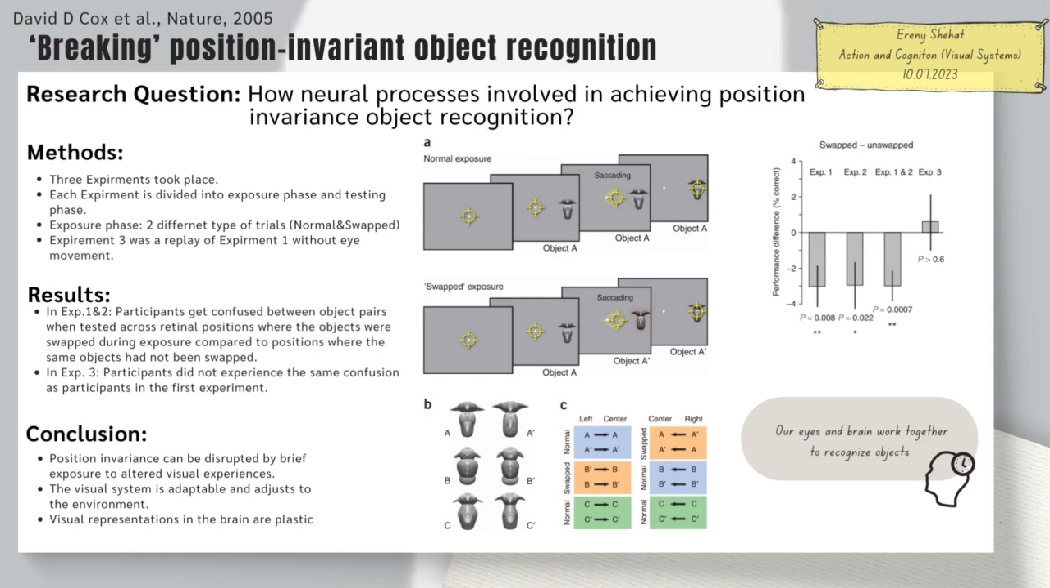In conclusion, this research demonstrated that exposure to altered spatiotemporal statistics across decades leads to confusion in object recognition, supporting the notion that position invariance can be disturbed by brief exposure to altered visual experiences. Understanding these mechanisms can help us develop better artificial vision systems and further our knowledge of human perception.